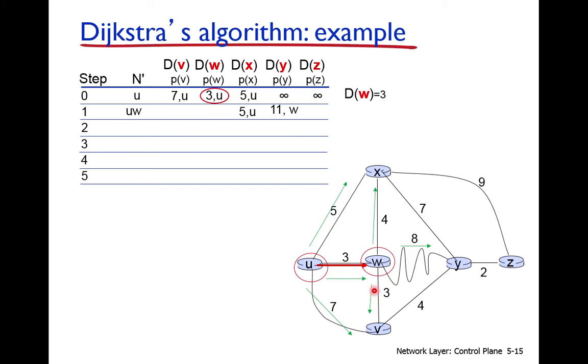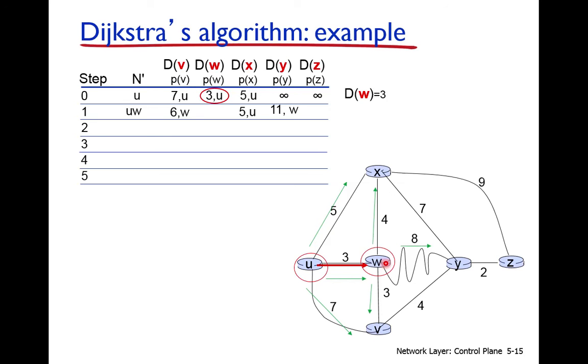So the newly explored one is less than the present value. The present value is 7 and the newly explored one is 6. It is lower, so we will replace the present value with the new one. It will become 6 because the newly explored value is the minimum. If the present value is less than the newly explored value, then the present value will be maintained. So we always maintain the minimum value. And in this case the previous node of V is W.